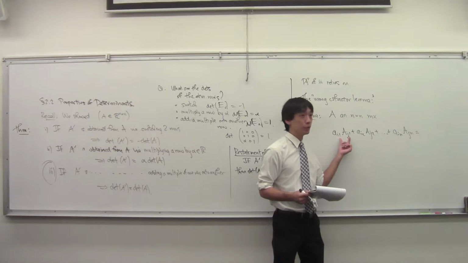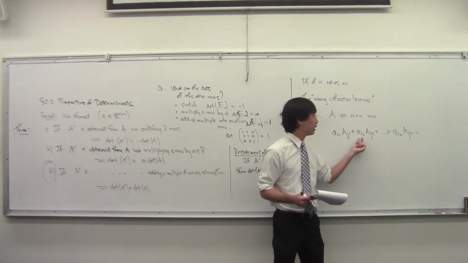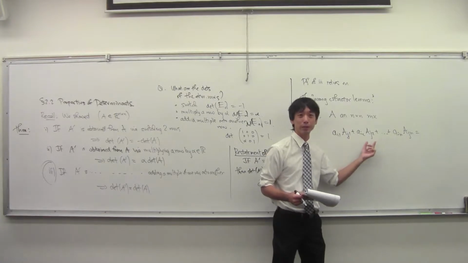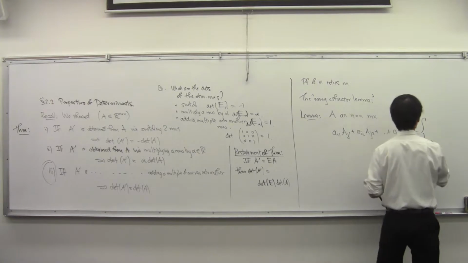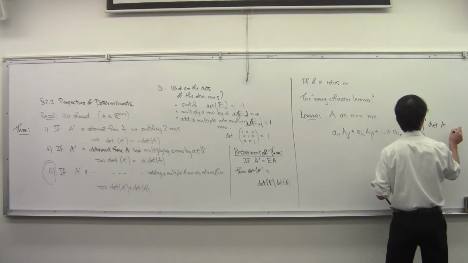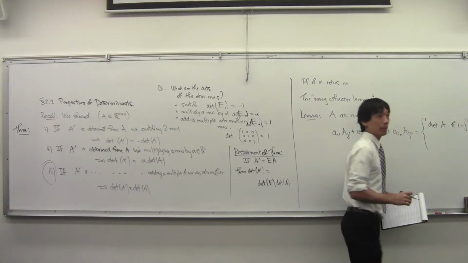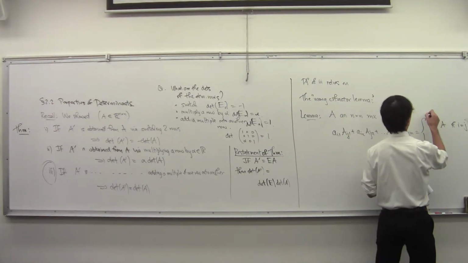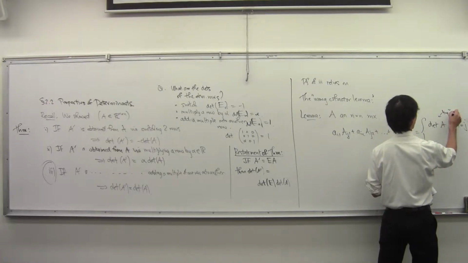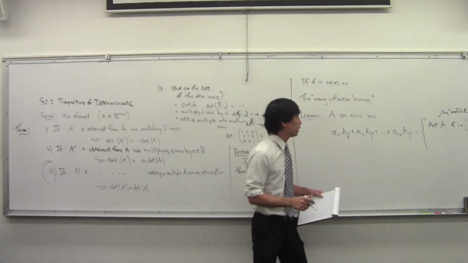Well, if i equals j, what do you get? If i and j are the same, you get a_i1 capital A_i1, a_i2 capital A_i2, etc. What's that? Wouldn't that just be the determinant calculated along row i? So that's the determinant of A if i and j are the same, right, by our useful theorem. Exactly.